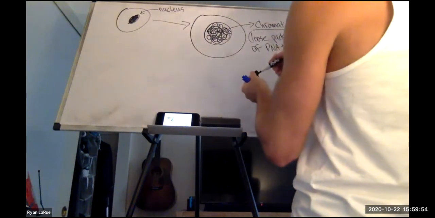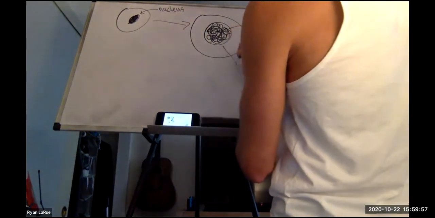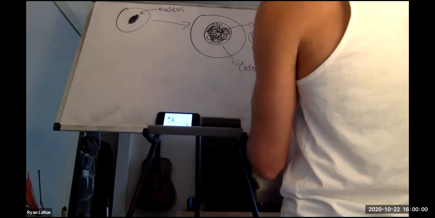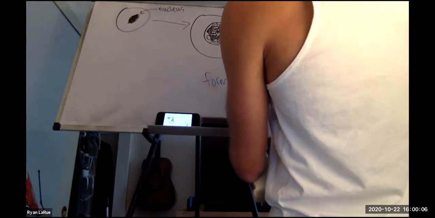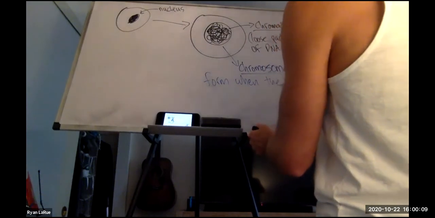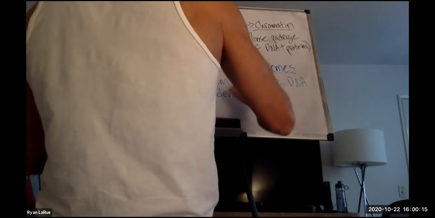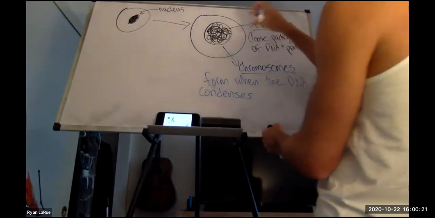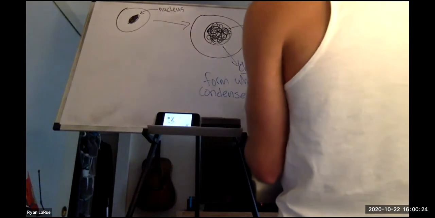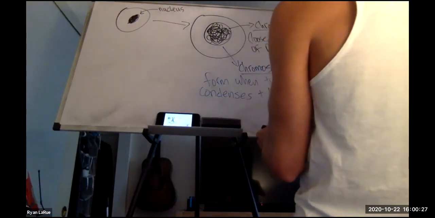So I'm going to write chromosomes form when the DNA condenses and becomes tightly packaged around proteins, the proteins involved or embedded within the DNA. It condenses and becomes tightly packaged around proteins.